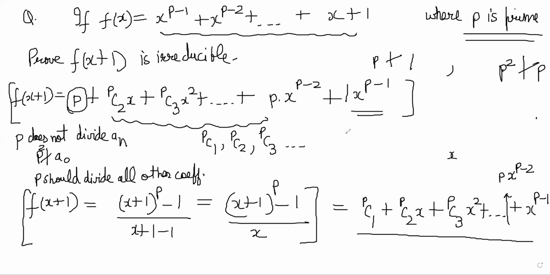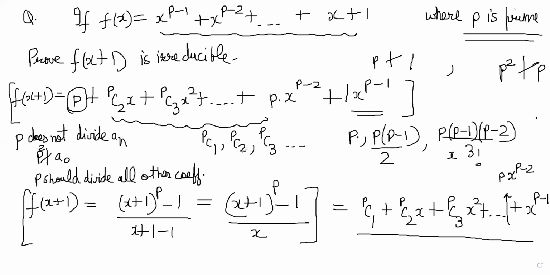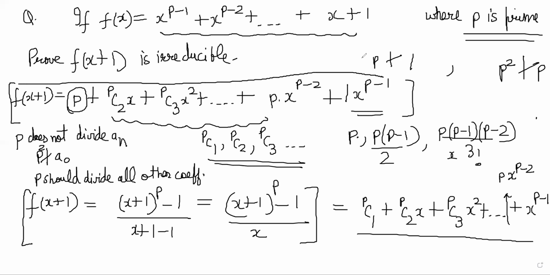And if you write the expansions of these terms, you'll always have a p term here, because pC1 is p, pC2 is p into p minus 1 by 2, pC3 is p into p minus 1 into p minus 2 by 3 factorial. So all of these terms are divisible by p, right? So this satisfies all the three criteria for Eisenstein, and that ensures that this f of x plus 1 is irreducible. So very easy solution if you know what you're doing and if you know Eisenstein criteria.